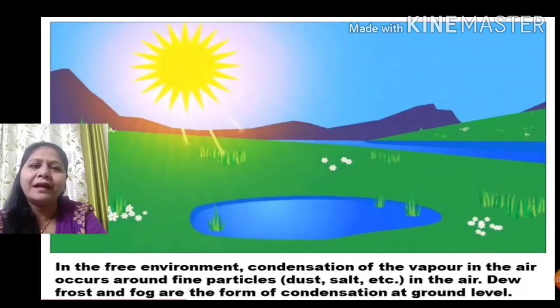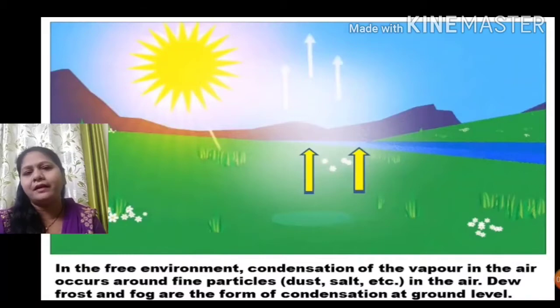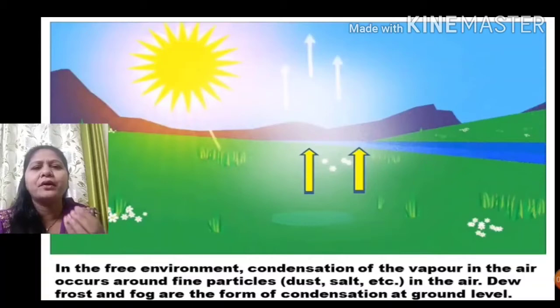Have you ever seen dew drops? What do you mean by dew drops? Very small droplets. In the morning time, when you are walking without slippers on the grass, it is wet. Or if you see outside, if the cars are kept, and you touch the glass of the car, it is wet. What is that wet thing? It is nothing but dew drops, right?